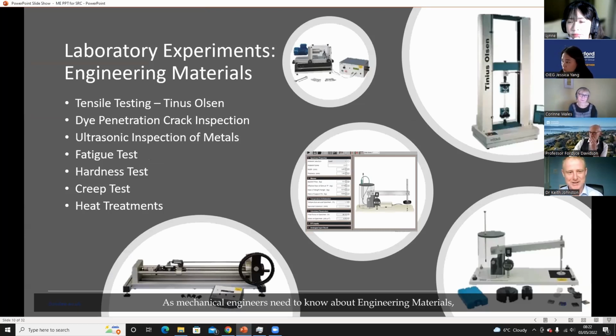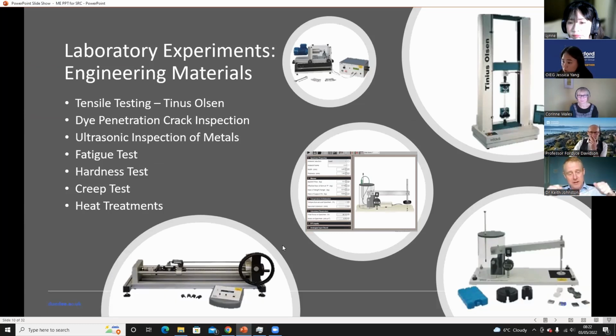As mechanical engineers, you need to know about engineering materials. So it's a key subject that you need to know. We have a lot of dedicated equipment whenever you come into level 3, for example, where we can carry out some specific experiments in relation to creep, tensile testing, for example, where you have a material, you can pull it apart and you can get some more information about its material properties, such as the stress and the strain. We have a lot of dedicated equipment for that.